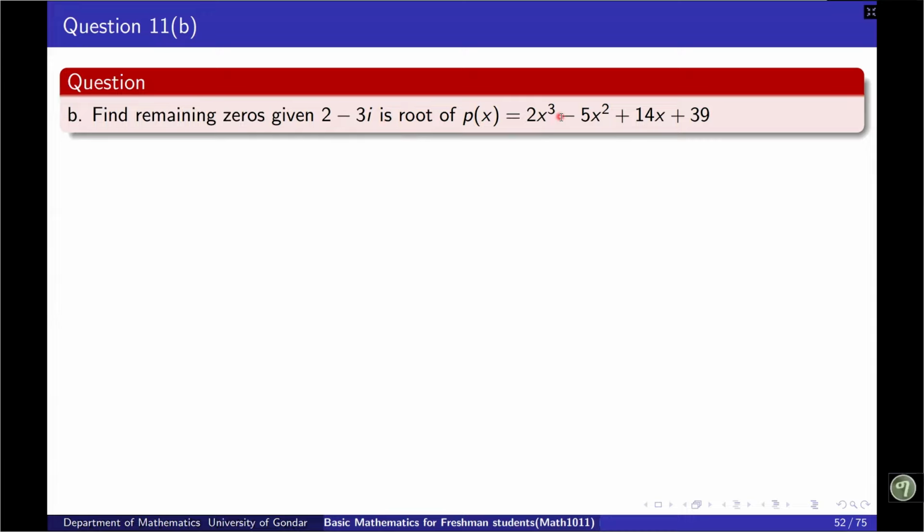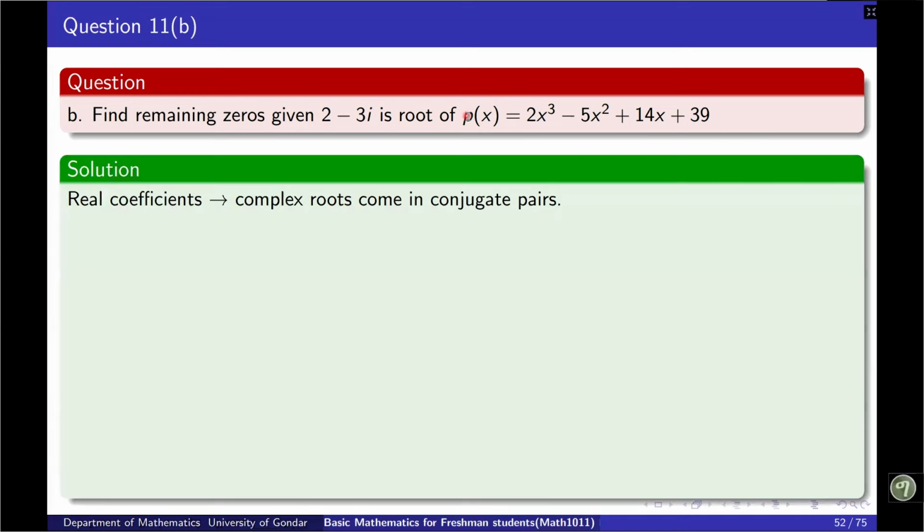So we are left with only one root, that is, two of the roots of the given polynomial function are complex, where one is the complex conjugate of the other. With real coefficients, roots come in conjugate pairs, so that if 2 minus 3i is the root, then its complex conjugate 2 plus 3i must also be the root of the polynomial function. So let the third root be r.